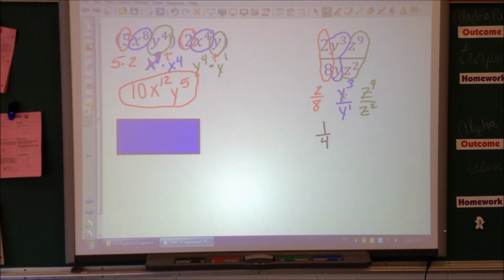I have the same bases. I'm dividing. So remember, we learned on the front, what do we need to do? Subtract the powers. So 3 minus 1 is 2. So that becomes y to the 2. And then since same bases, I'm going to do 9 minus 2, which gives me z to the 7. And that's as simple as that one can get. All right, now we're going to do our last one together, and then you're going to try some on your own.